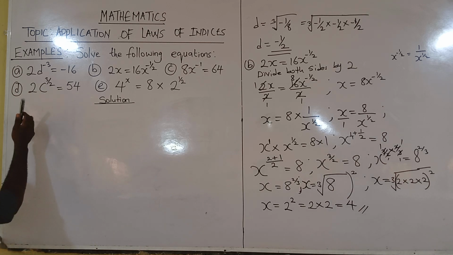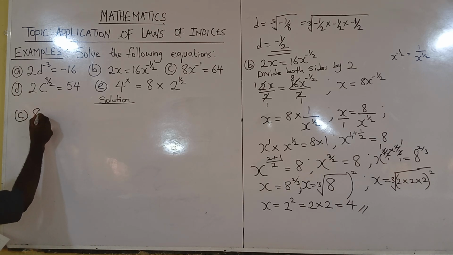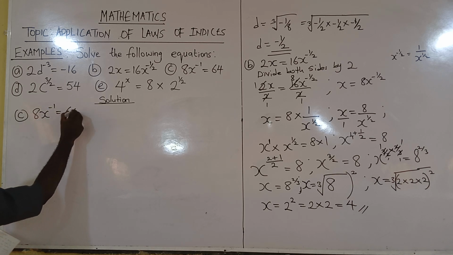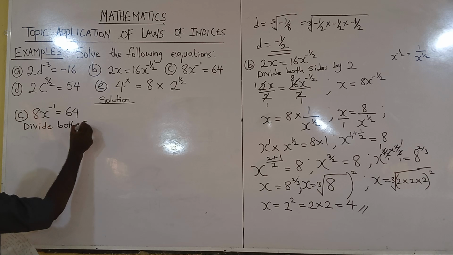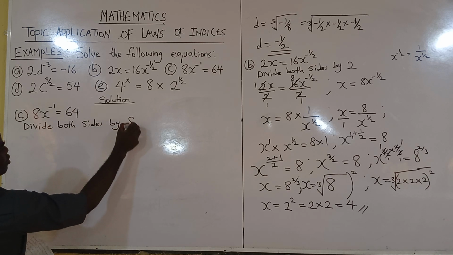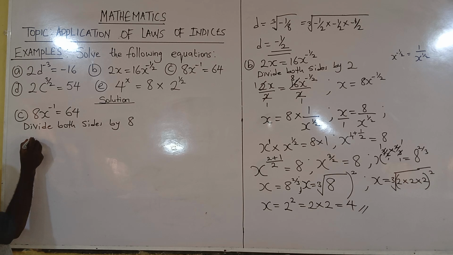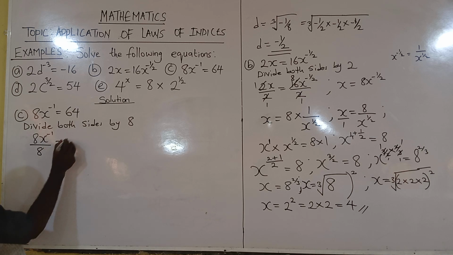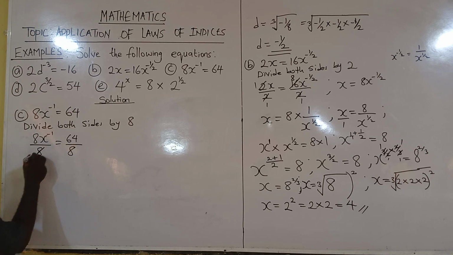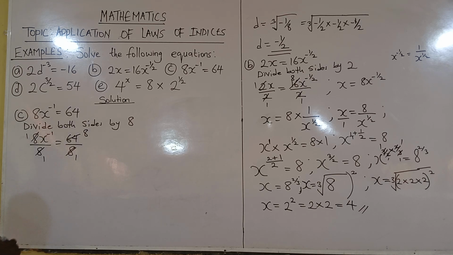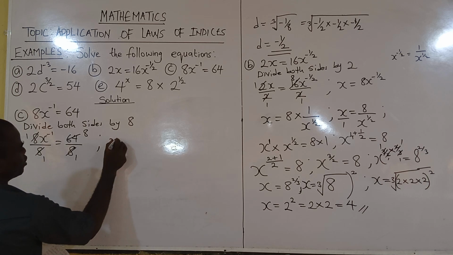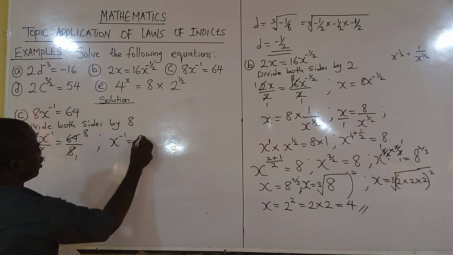The C part, you are having 8x raised to power minus 1 equals 64. Divide both sides by 8. Remove the coefficient of x raised to power minus 1. That's 8 x raised to power minus 1 divided by 8 equals 64 divided by 8. 8 here 1, 8 here 1, 8 here 1, 8 here 8. We are left with x raised to power minus 1 equals 8.